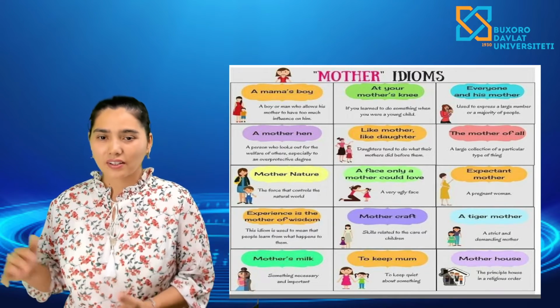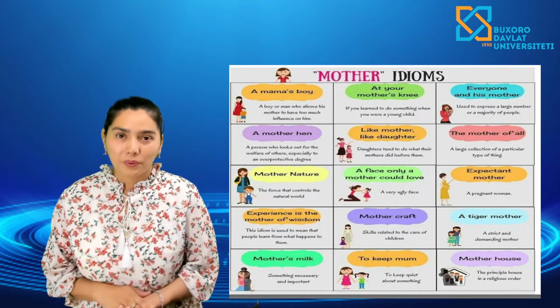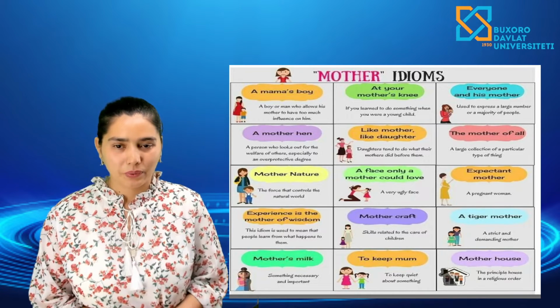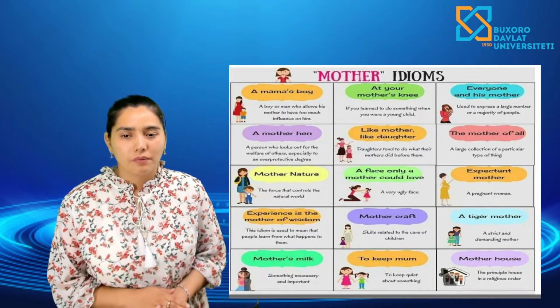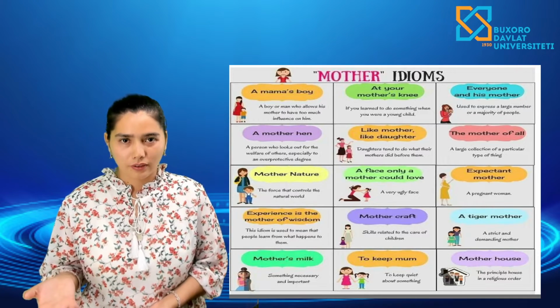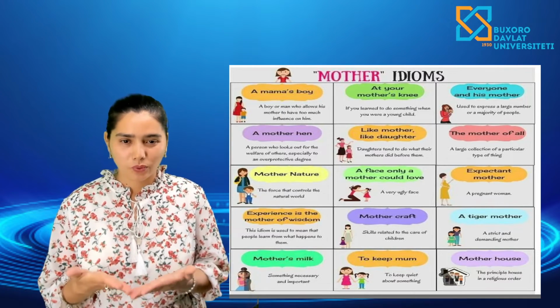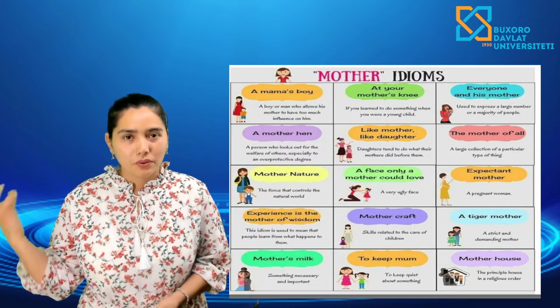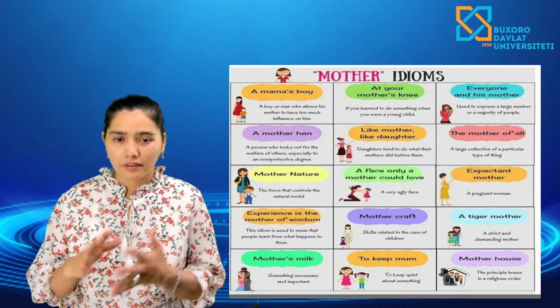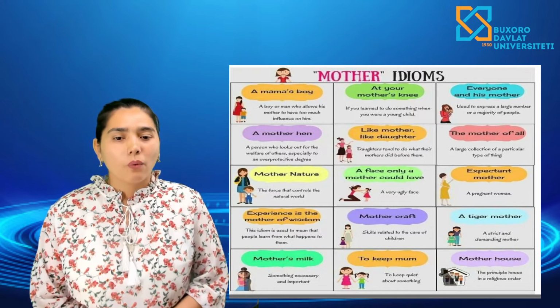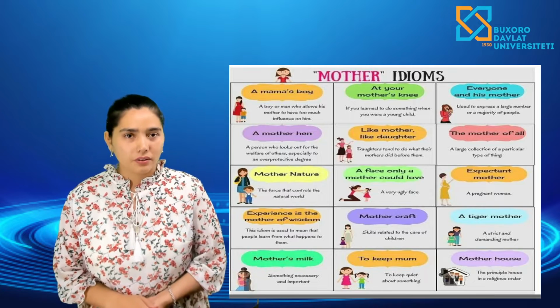Even we have such kind of proverbs and sayings and idioms in Uzbek too. For example, ormaning takga orman shadi. It's the equal translation in Uzbek. It means that whatever the parents are, the children can be the same. Yeah? The mother of all, a large collection of a particular type of thing.